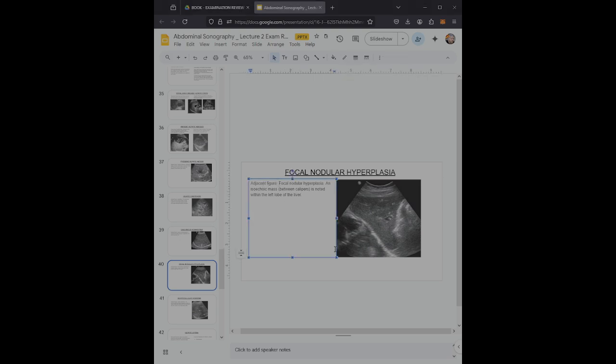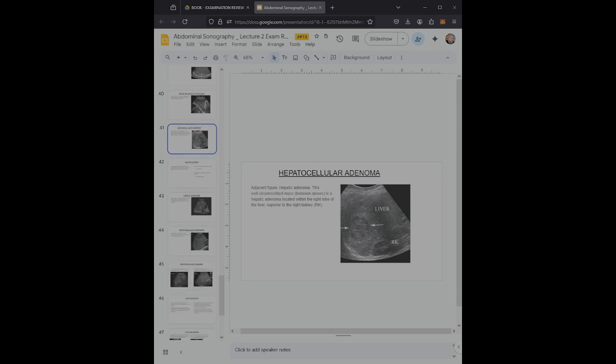So here we have an echogenic mass within the calipers. Quite hard to see, it's quite stealthy, but there it is. And it is noted in the left lobe, slightly hypoechoic to the liver. And that is focal nodular hyperplasia.